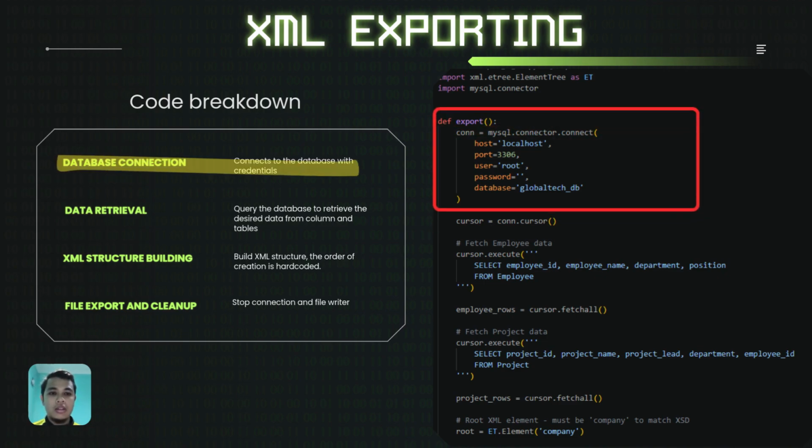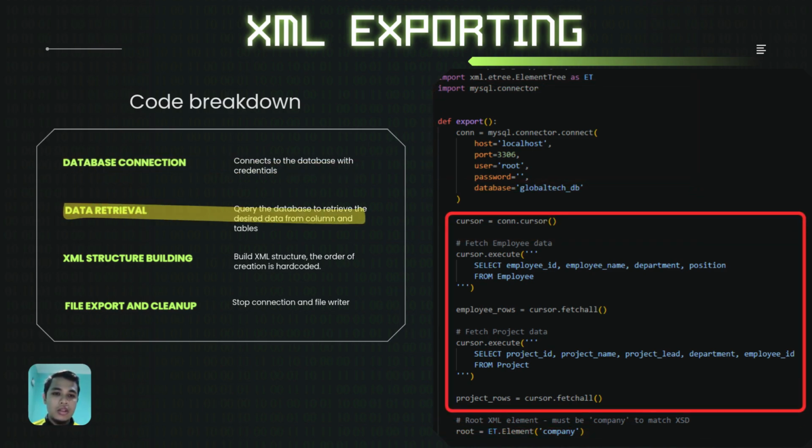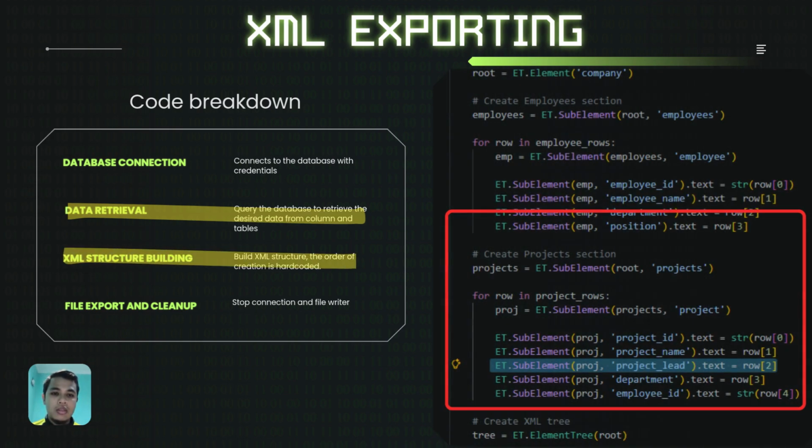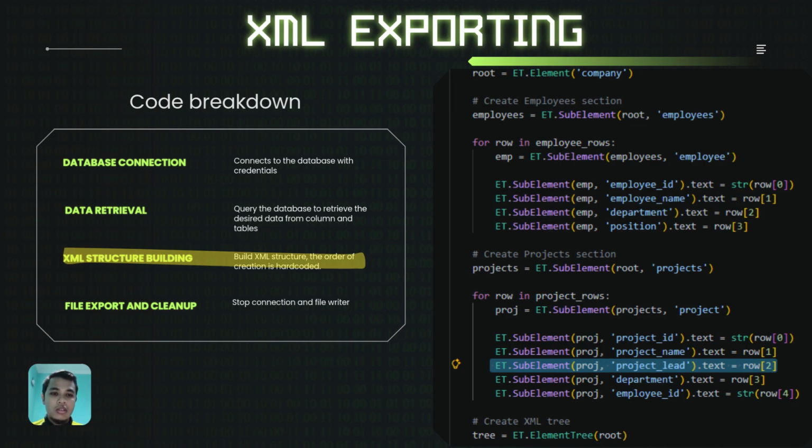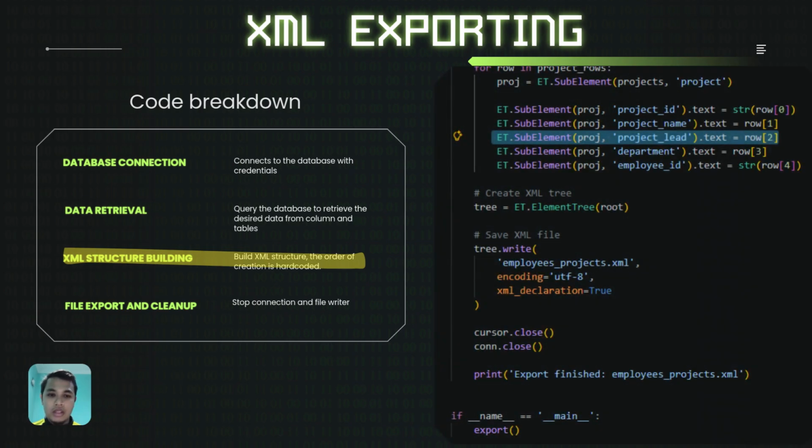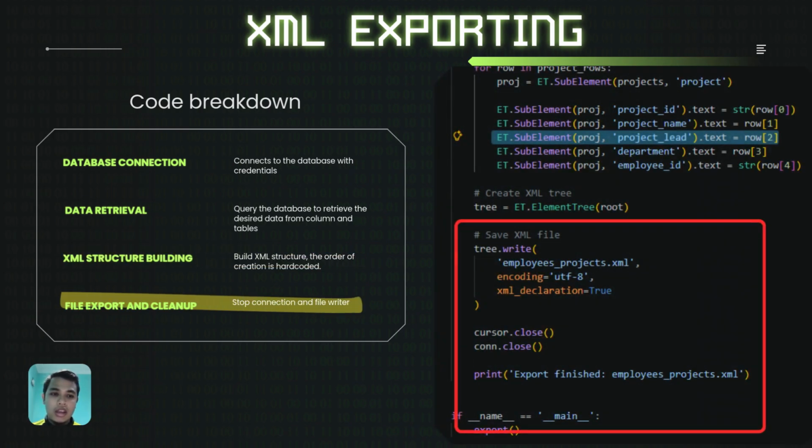Firstly, we connect to the database using our credentials. In my case, I'm using root credentials. And then we do the data retrieval by querying the database. And then we build the data structure using the lxml library. So the XML text created is based on our hard codes. And then after we have finished, we will stop the connection and the file writer.